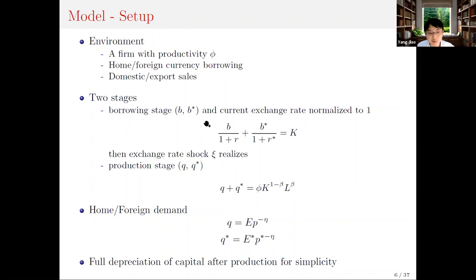However, in this period, they do not know the realization of the exchange rate shock in the future period. In the future period, it's called the production stage. In the production stage, with their capital K, they produce and sell in each market. And they will face two demand functions here, which are constant elasticity demand functions.